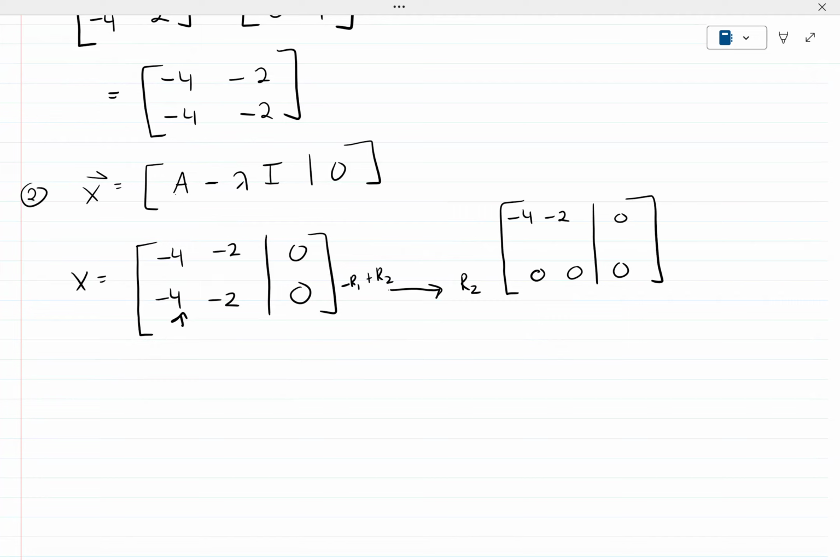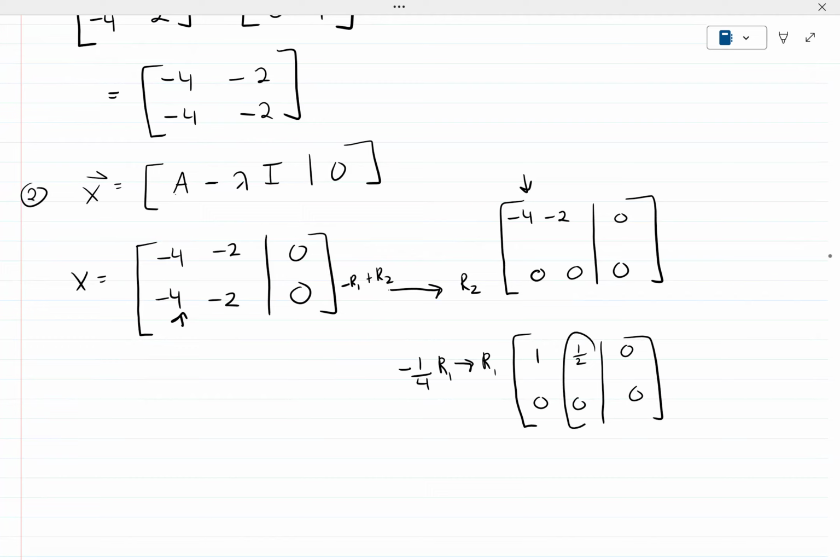And then what I got to do next is maybe make this -4 into a +1. So to do so, I'm going to do -1/4 times row 1, and that should give you row 1. So when I do that, I get 1, 1/2, 0, and then this is going to be 0, 0, 0. And then this column, 1/2 and 0 is what's called a free variable.